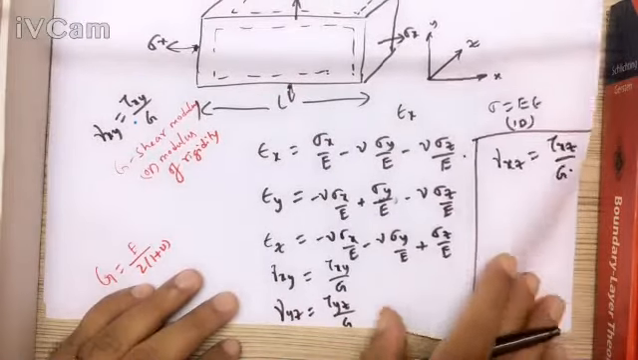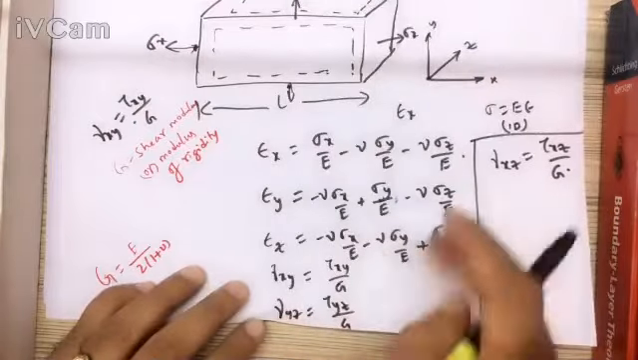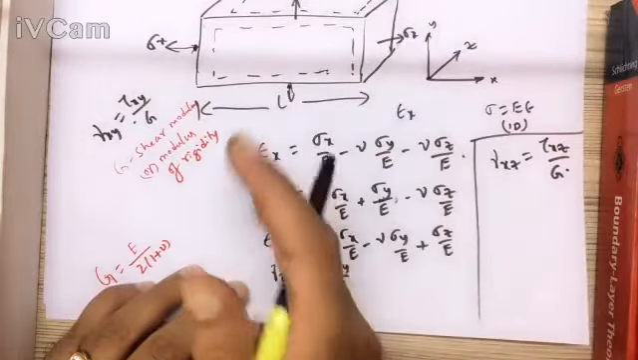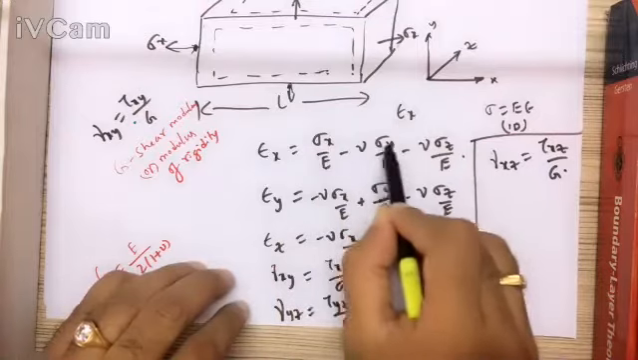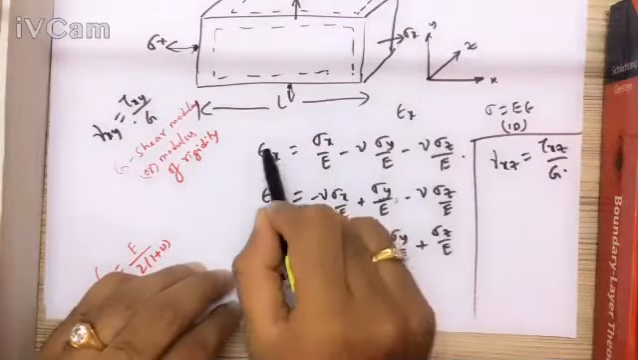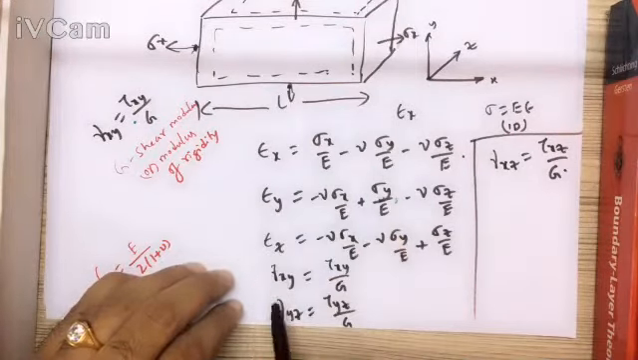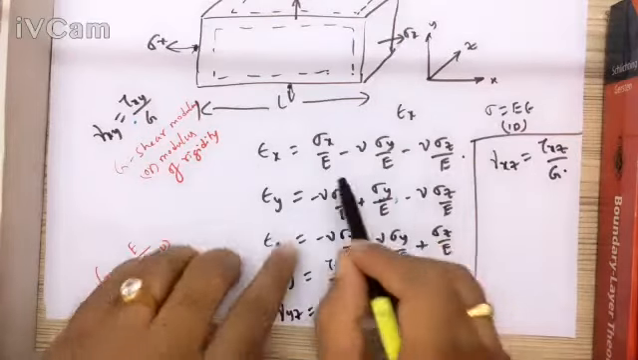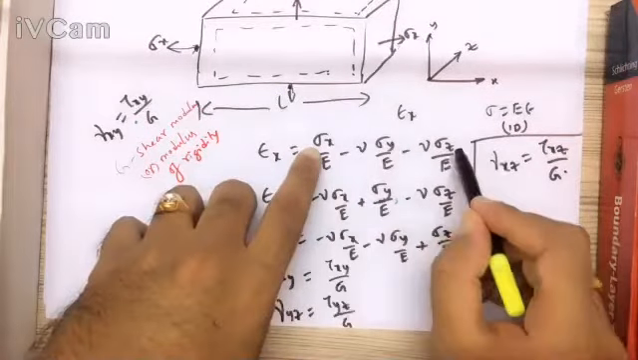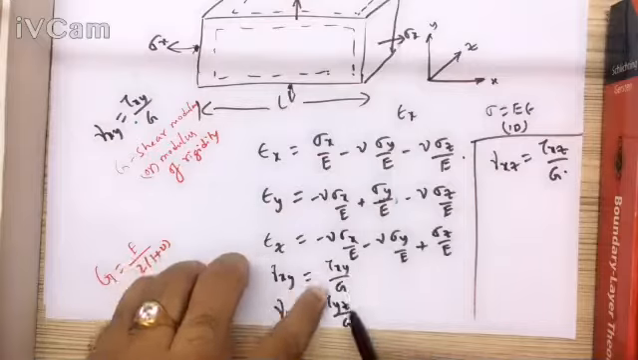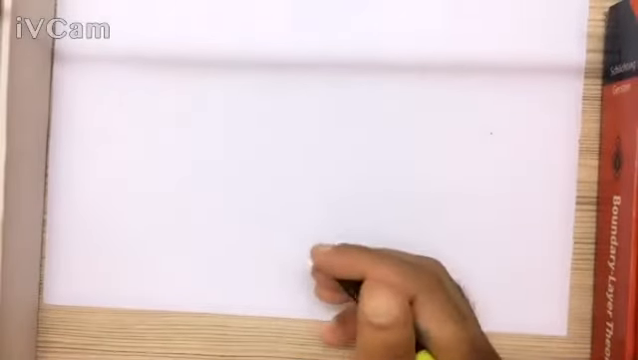Fine. Now, if I write this in a matrix form, I have epsilon x, epsilon y, epsilon z, gamma xy, gamma yz, and gamma xz. I have sigma x, sigma y, sigma z, and also I have tau xy, tau yz, and tau xz. So let me try to write this in a matrix form. If I write that in matrix form, then what will I get?